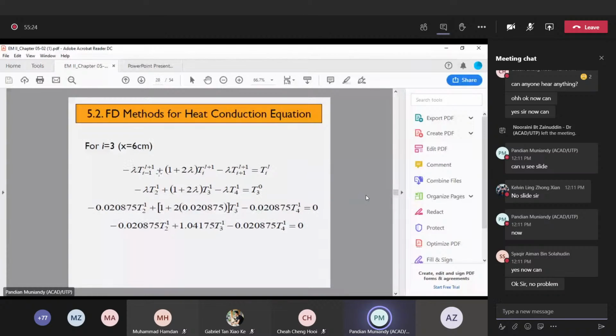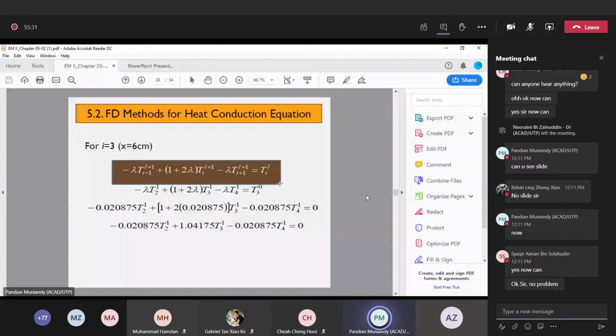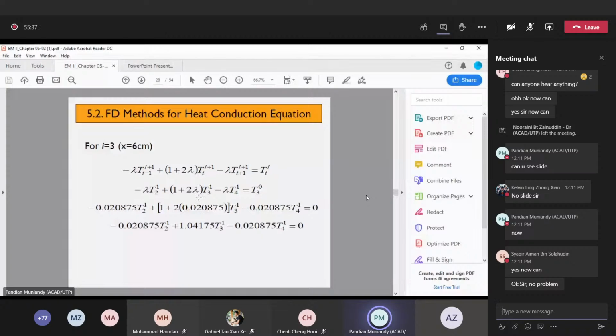I3 at x 6 cm. This is a general equation. You substitute I. L fixed already. L doesn't change, 0. So I3, 3 minus 1, 2. Here I3 minus lambda, 3 plus 1, 4. So superscript 1, 1, 1. Here L0, this is T3. T3 is 0. This is initial condition. So this is already given. Now you have T2, T3, T4.